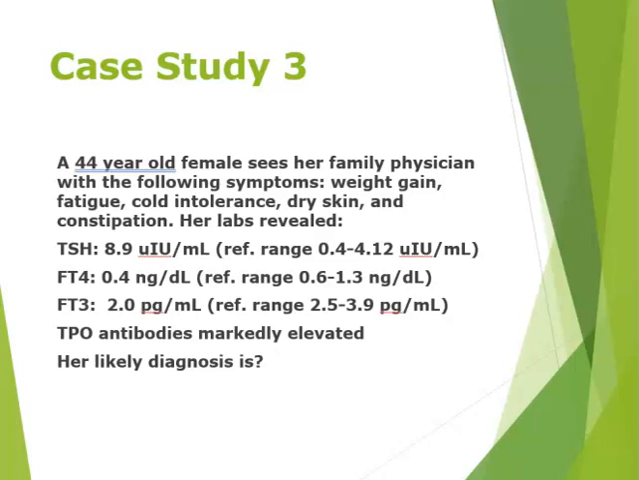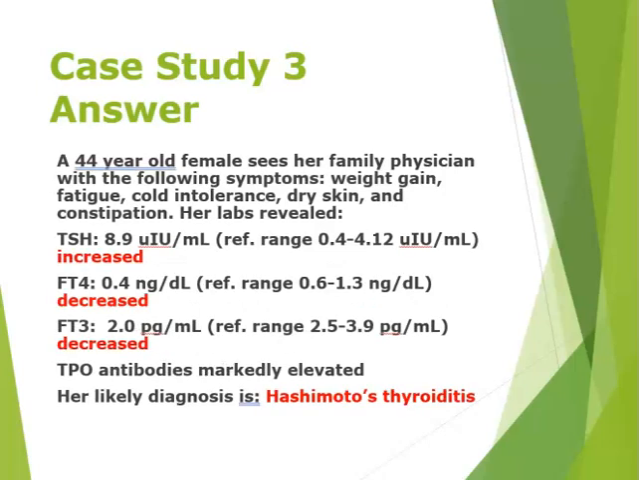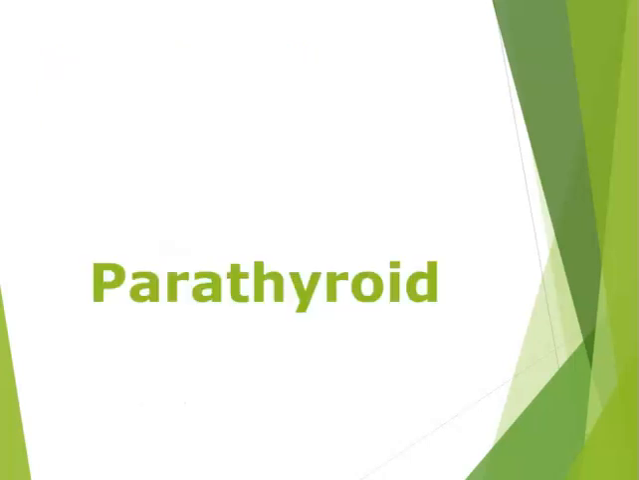Again, pause the video, see if you can come up with it on your own by deciding if her lab results are increased, decreased, or normal, and then go on and get the correct diagnosis on the next slide. For our third case study, we know the TSH is increased, the free T4 is decreased, the free T3 is also decreased, the TPO antibodies are increased, so her likely diagnosis is Hashimoto's, and I hope everyone came up with Hashimoto's.